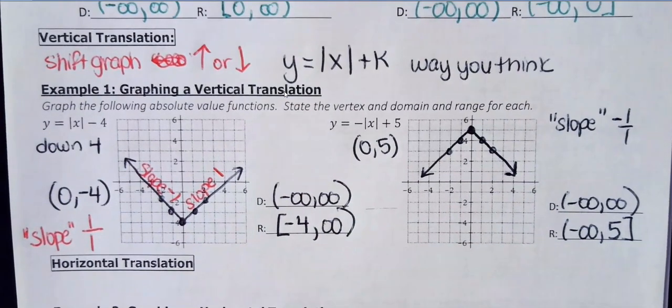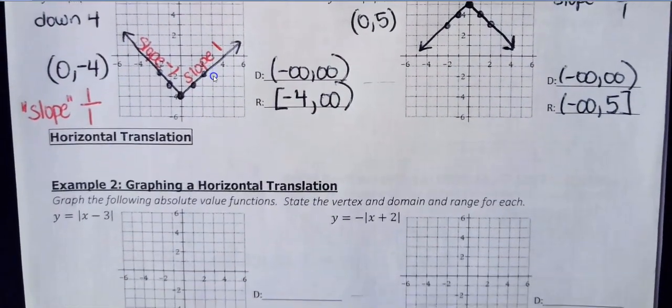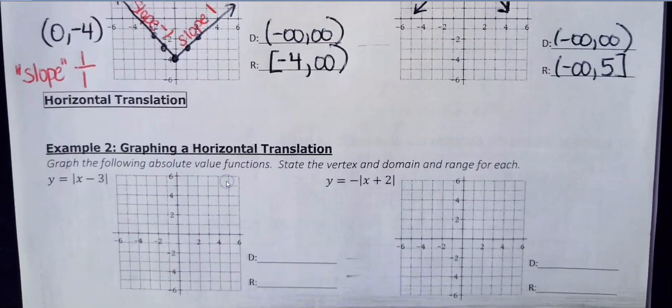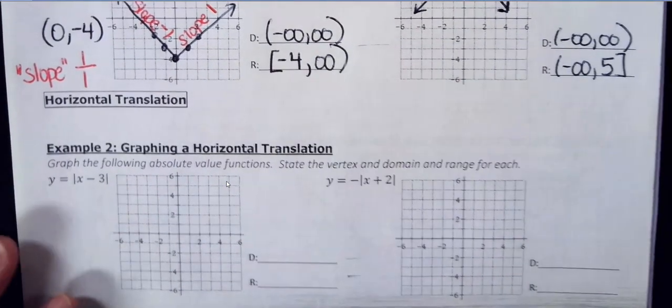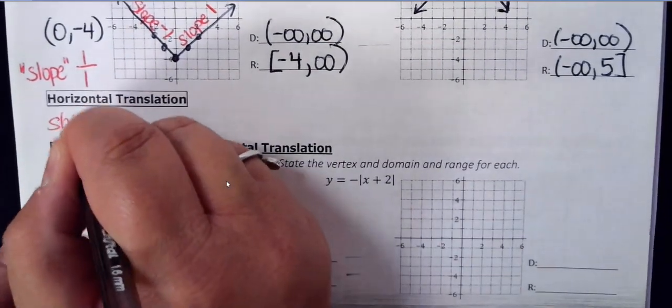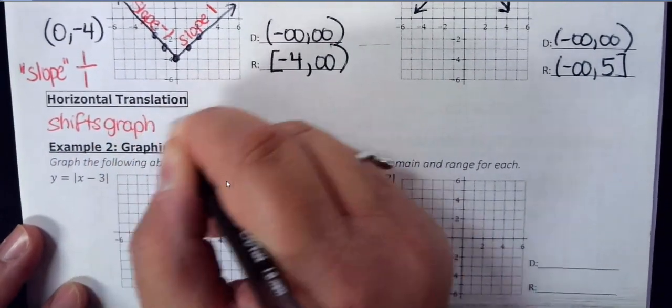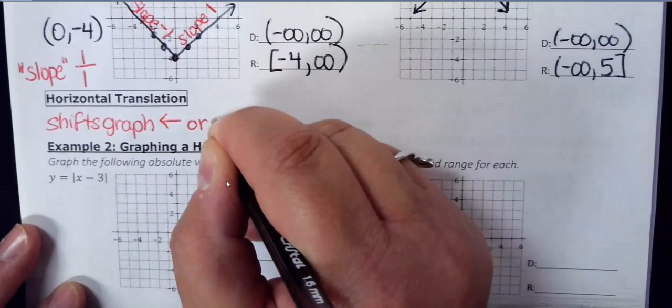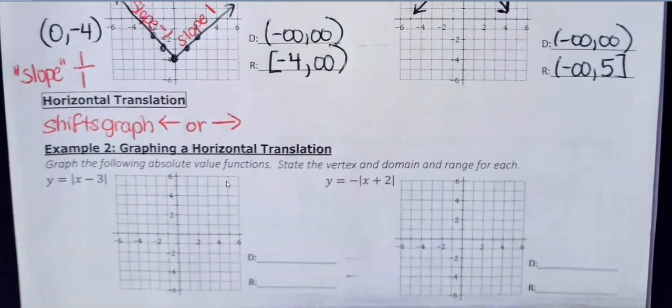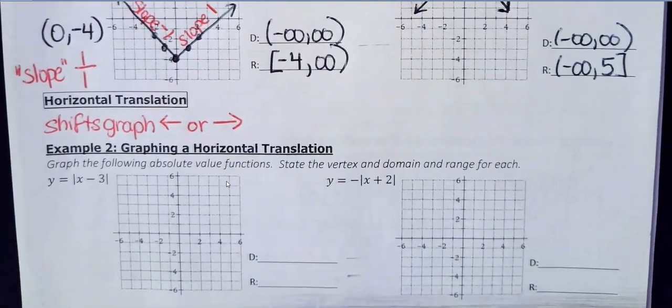All right, now, this one's trickier. We're going to do a horizontal translation. I'm going to try my best to explain this to you. Okay, this is going to shift your graph left or right. I'm just using arrows to kind of abbreviate that. So this is going to shift your graph left or right.